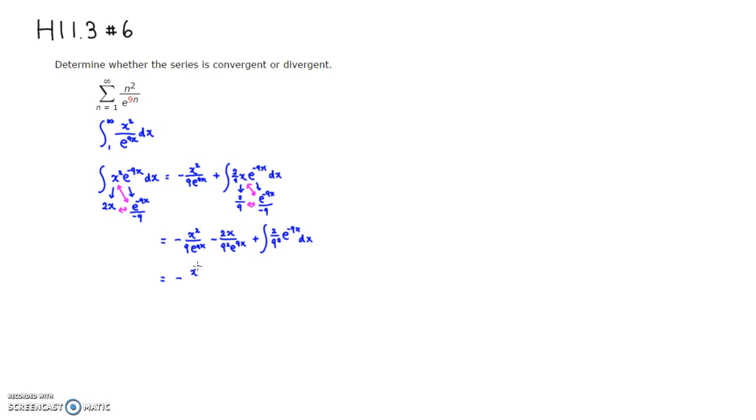So you have x squared over 9 e to the 9x minus 2x over 9 squared e to the 9x. Alright, so last one. This is going to be minus 2 over 9 squared. But you can see that the antiderivative of e to the negative 9x, I'm going to put the e to the 9x here, then there's a square and divide by negative 9.